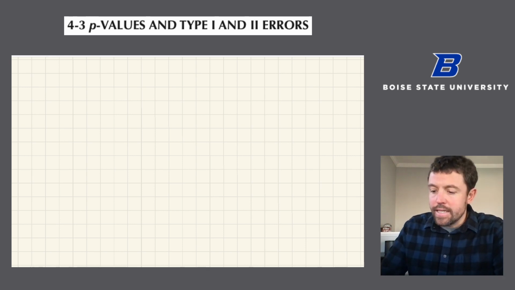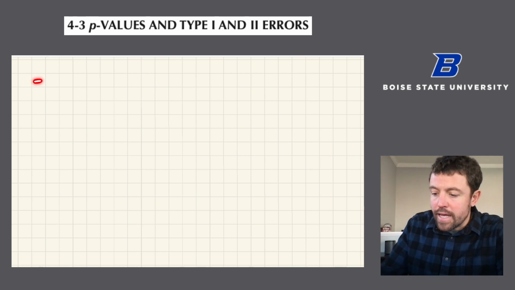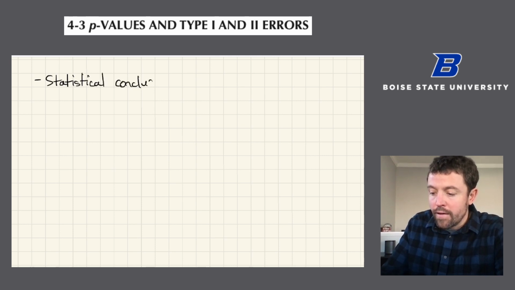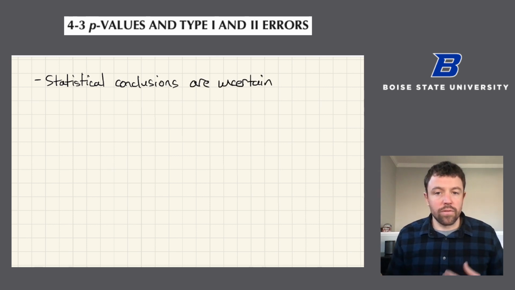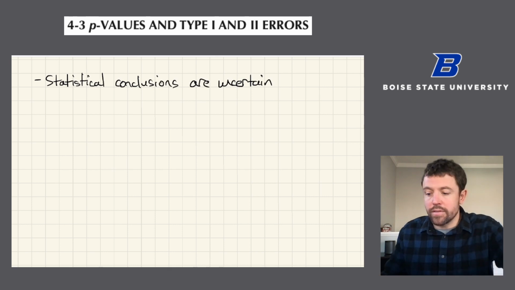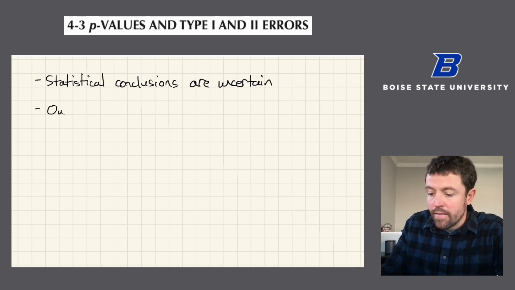The underlying idea of type 1 and type 2 errors is that statistics, and in particular statistical conclusions, are uncertain. When we perform a hypothesis test, we're making a claim about a population from a sample. We perform the test, we make a conclusion, and it could be that our conclusion doesn't match up with reality. Our conclusion might not match up with what actually is going on for the whole population.